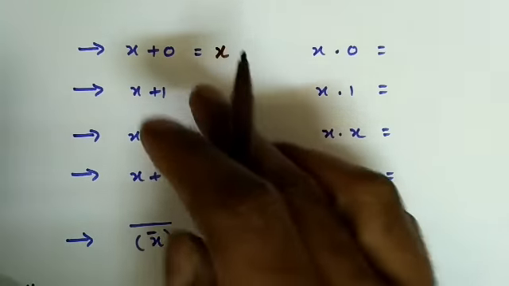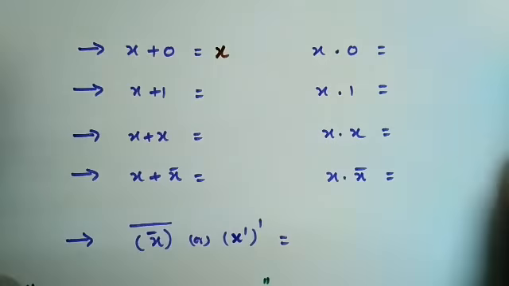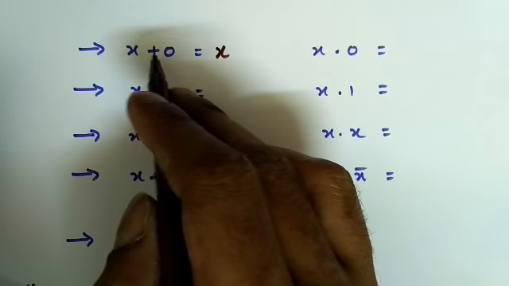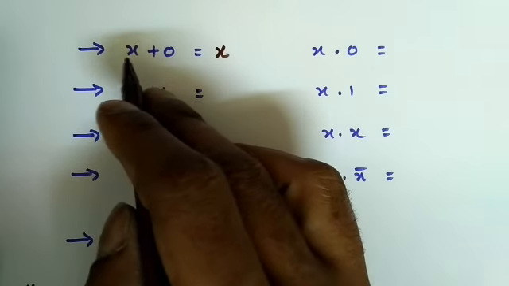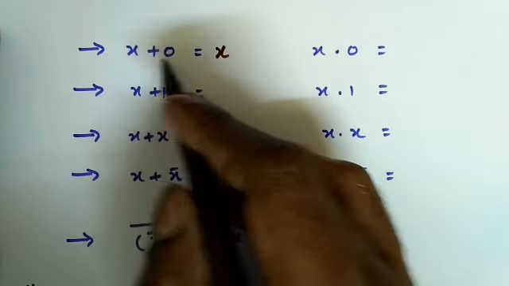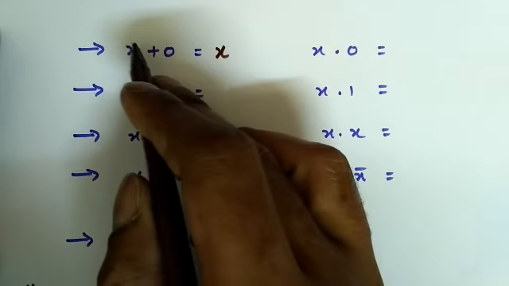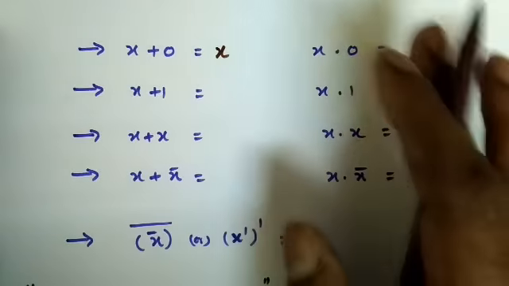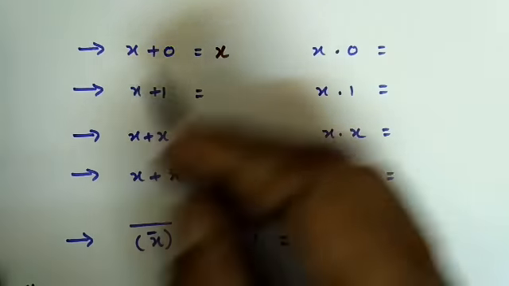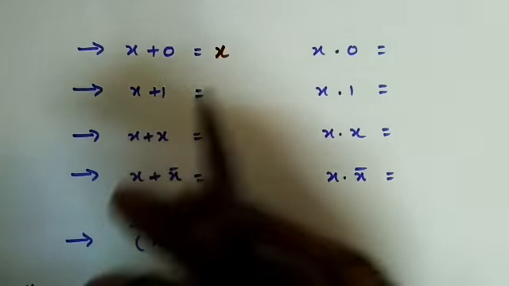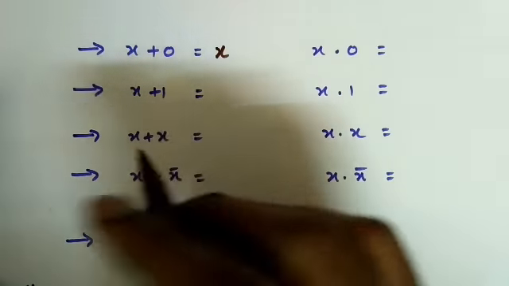We can easily tell x can be either 0 or 1, right? Suppose x is equal to 0. So what is 0 plus 0? From the OR operation axiom, 0 plus 0 is nothing but 0 only. And if I take 1, then 1 plus 0 is again 1 only. So whatever we take for x, we get that value. So that's why x plus 0 is equal to x. Anyway, I think everyone knows this. Still, if you are studying digital circuits for the first time, I'm telling it for those students.